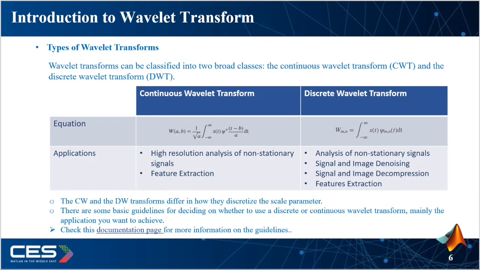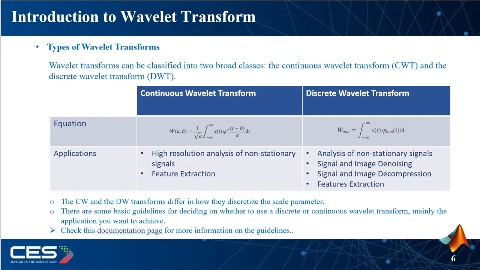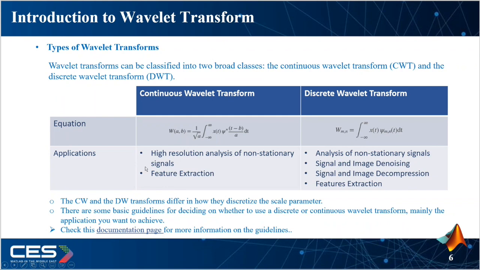Let's now look at the types of wavelet transform. Wavelet transform can be classified into two broad classes, the continuous wavelet transform and the discrete wavelet transform. Here I have this table where I'm comparing them according to the equation and the applications. These are some applications that I added to this table, but believe me, there are multiple applications that use the wavelet transform.